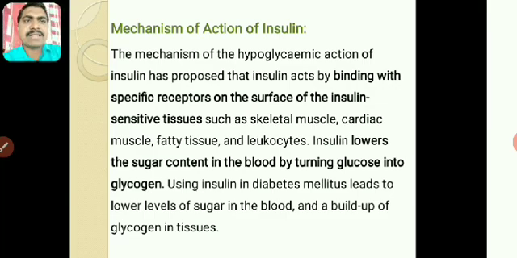So what is the mechanism of action of insulin, how does it act? The mechanism of hypoglycemic action of insulin is proposed to be that insulin acts by binding with a specific receptor on the surface of insulin sensitive tissue. Nearly all the tissues have insulin sensitive receptors, such as skeletal muscle, cardiac muscle, fatty tissue, and leukocytes. Insulin lowers the sugar content in the blood by turning glucose into glycogen. Using insulin in diabetes mellitus leads to lowering of the level of sugar in the blood and build up of glycogen in the tissue. This is the mechanism of action of insulin.